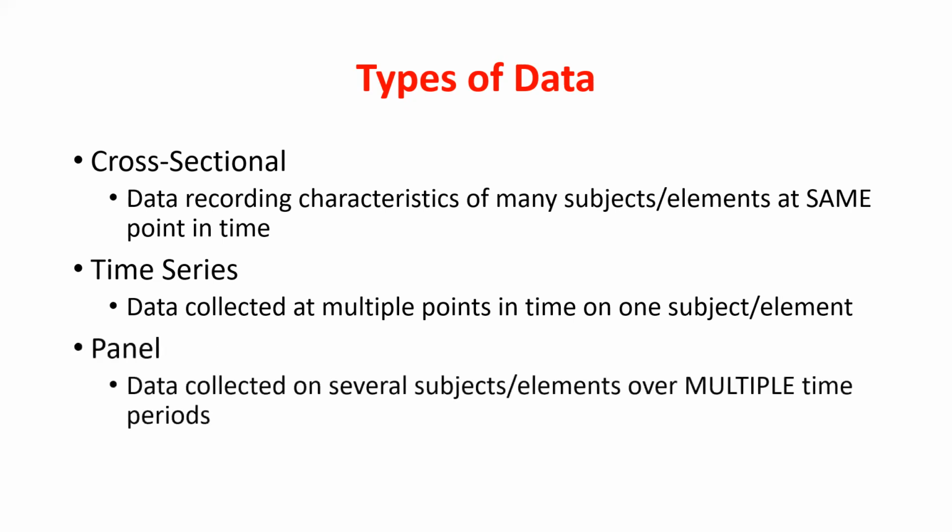Then if we throw those two together, we end up with a panel data set, right? So the panel data set, I've got multiple subjects across multiple points in time. So this would be like if I had 20 countries and I recorded their GDP in 2011, 2012, 2013, all the way to today. Right? I've got multiple subjects, multiple countries, at multiple points in time, multiple years. So kind of mashing those two together, time series and cross-section, will give us a panel data set.